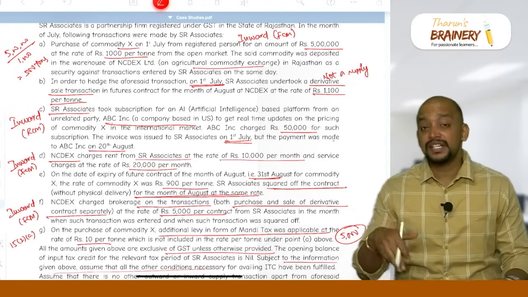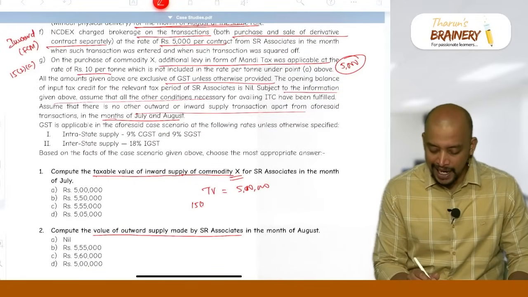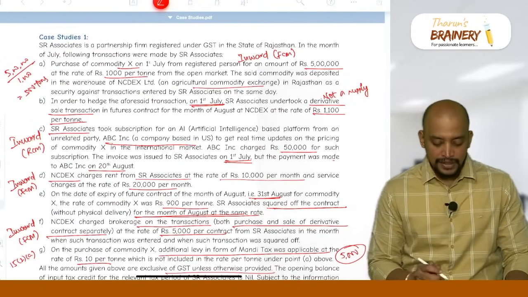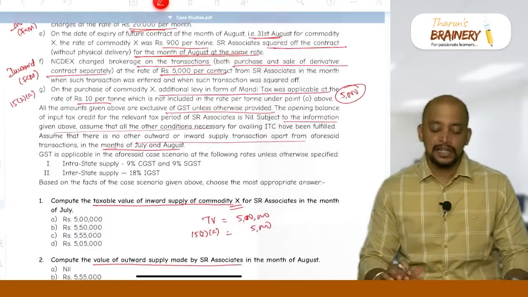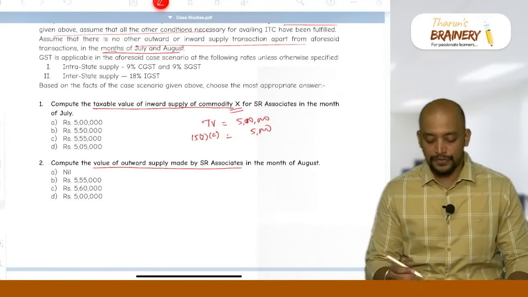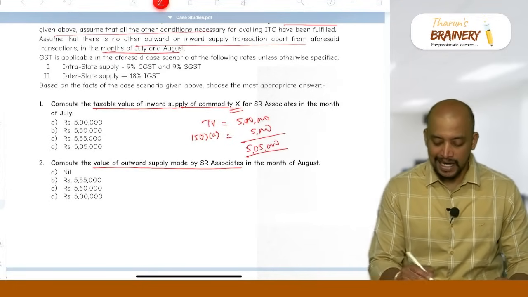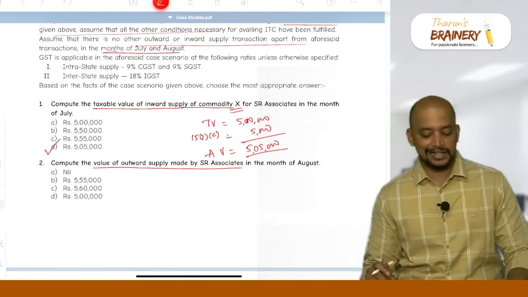5 lakhs plus we are paying a Mandi tax 5,000. So 15 to A, so that will be included, 5,000. So then all others are separate transactions. So this 10,000 and 20,000 is for storing the commodity X. So that is not the purchase price of commodity X. So 5 lakh 5,000 will be taken as the assessable value. So therefore option D is the answer for this.